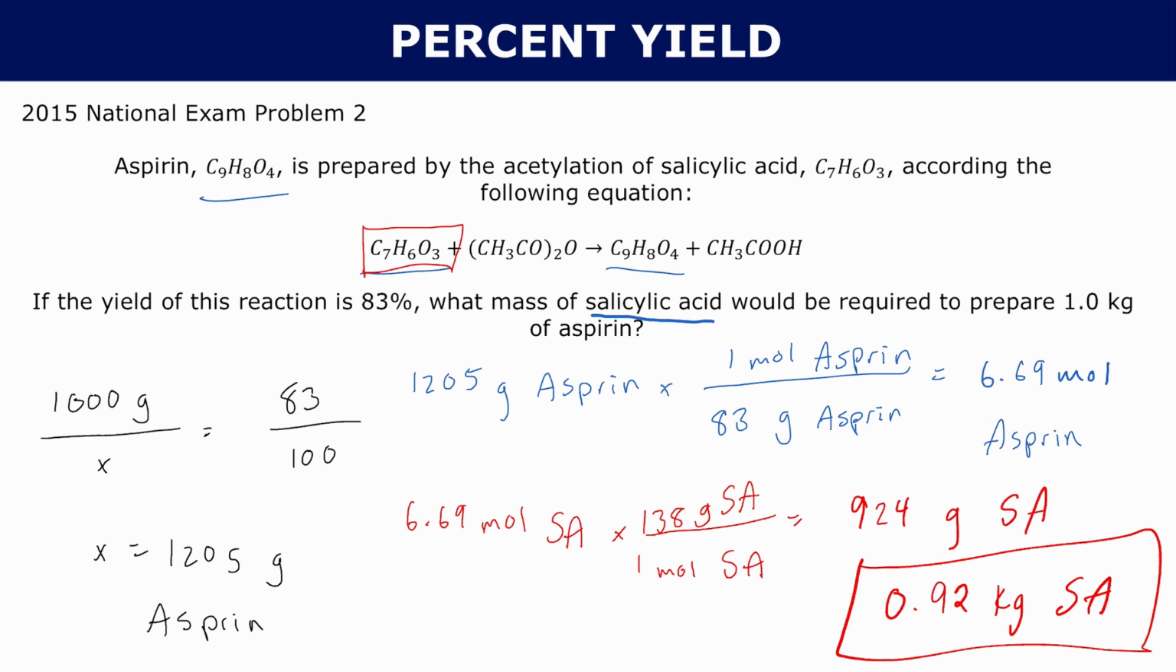The big thing to realize here is that even though you're preparing 1 kilogram of aspirin, this 1 kilogram is being produced under 83% yield. So you need to first convert 1 kilogram to what that value would be if you had 100% yield, and then use that to relate it to salicylic acid, find the moles of salicylic acid, and then convert that into mass. All right, that's it for percent yield.